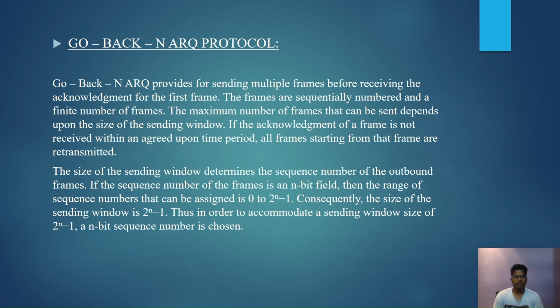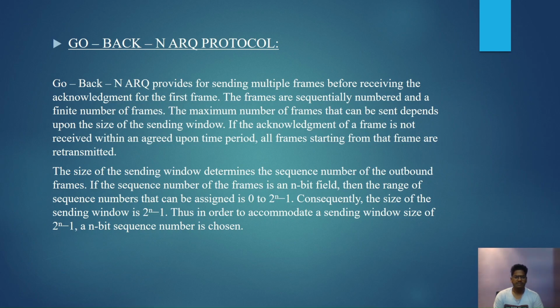Next we have the go back N ARQ protocol. The go back N ARQ provides for sending multiple frames before receiving the acknowledgement for the first frame. The frames are sequentially numbered. The maximum number of frames that can be sent depends upon the size of the sending window. If the acknowledgement of a frame is not received within an agreed upon period of time, all frames starting from that frame are retransmitted. The size of the sending window determines the sequence numbers of the outbound frames.